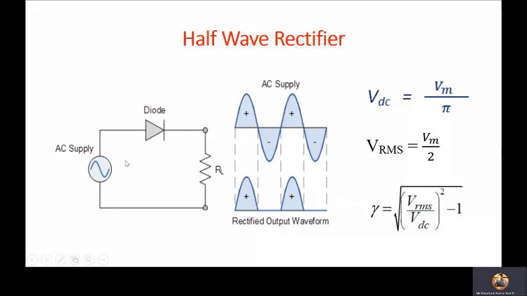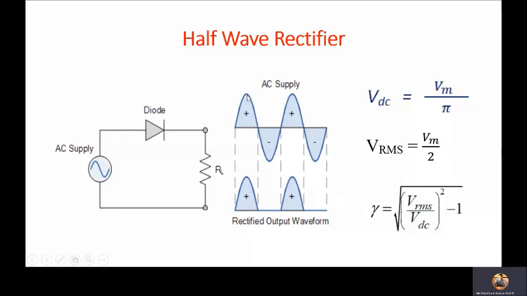Initially, when the positive half cycle is applied at the input side, the polarity here will be positive and here, down, it will be negative. Therefore, effectively, the diode will be in the forward bias condition. If it is forward biased, then it conducts. Therefore, we will get the corresponding output voltage.